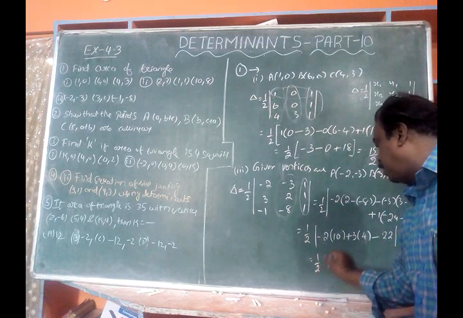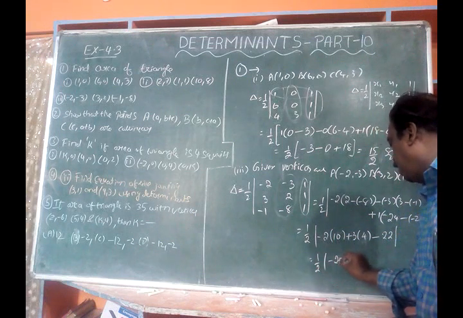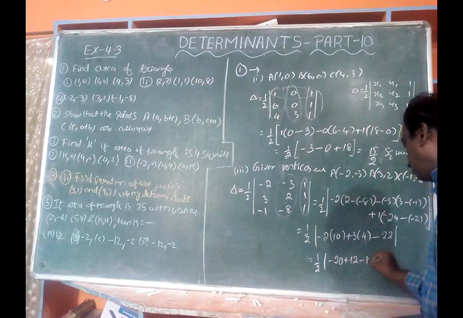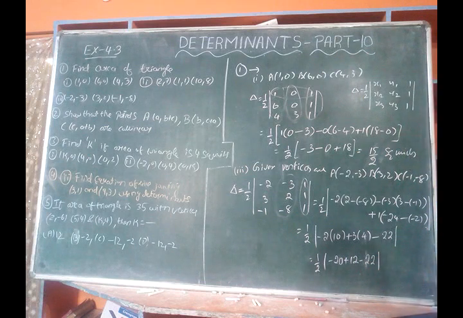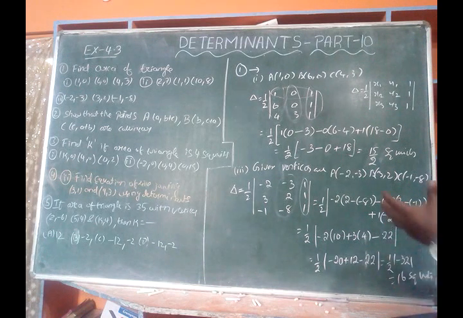So it is minus 1 by 2 of minus 20 plus 12 minus 22. How much? Minus 42. You see that? It is minus 42 plus 2, minus 32. 32 by 2 is 16 square units. Even though we get minus, it is a positive value. Why? Because it is area. Like that we have to solve.